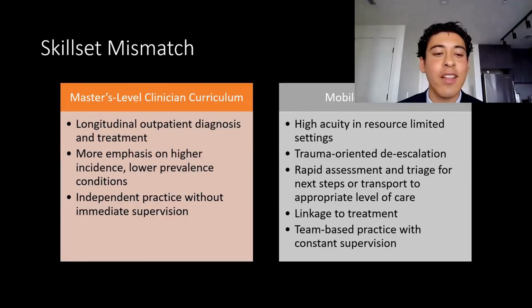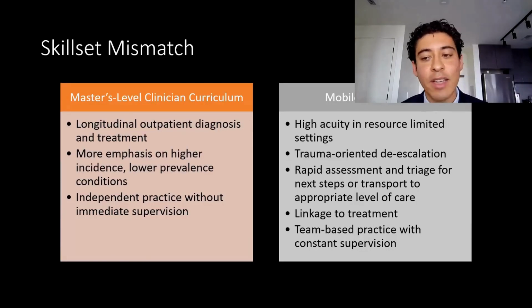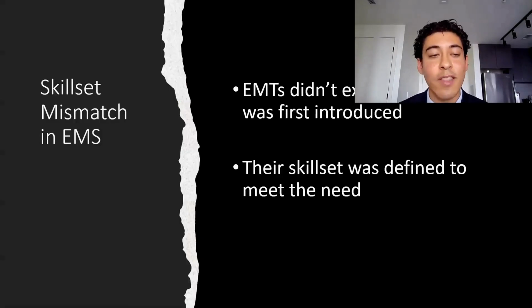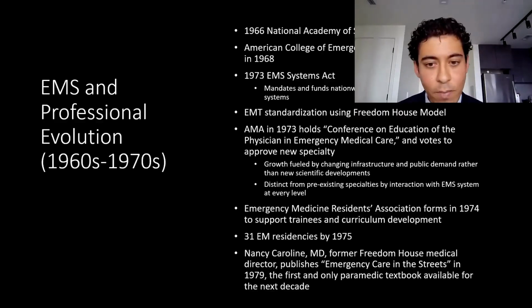Interestingly, these same challenges arose in the 1960s and 70s when EMS advanced all of the emergency medicine professions that we know today. So EMTs didn't exist when EMS was first introduced. Their skill set was defined to meet the need. And so I'll go through a little bit of that because I think it's quite interesting and relevant. The EMS Systems Act was passed in 1973, which mandated and funded nationwide infrastructure, including dispatch systems, paralleling what we're seeing with 988 today.